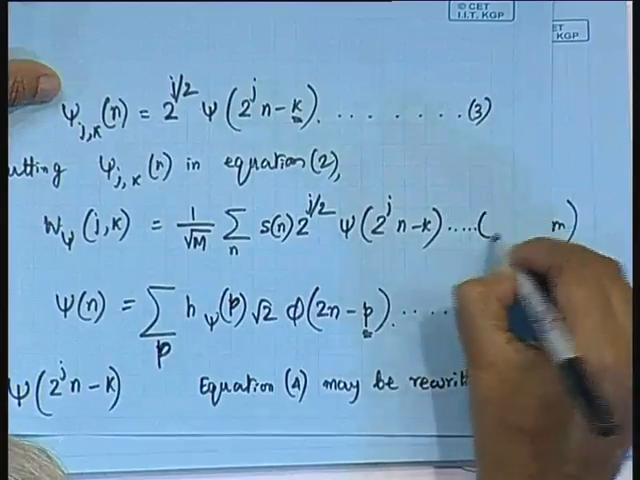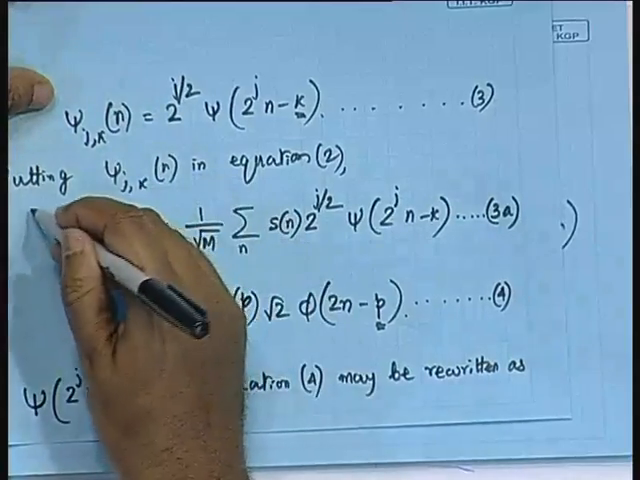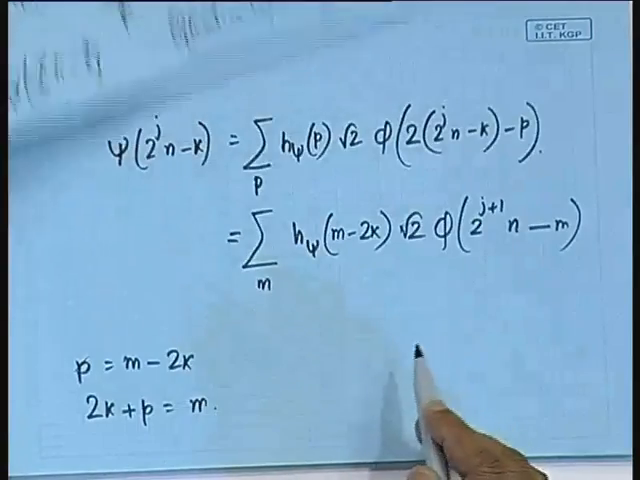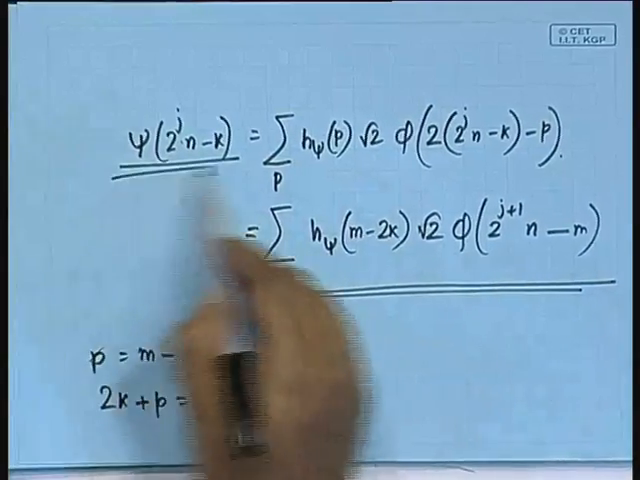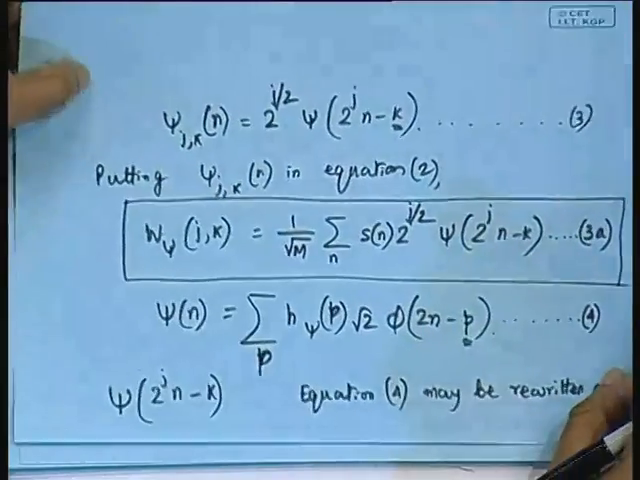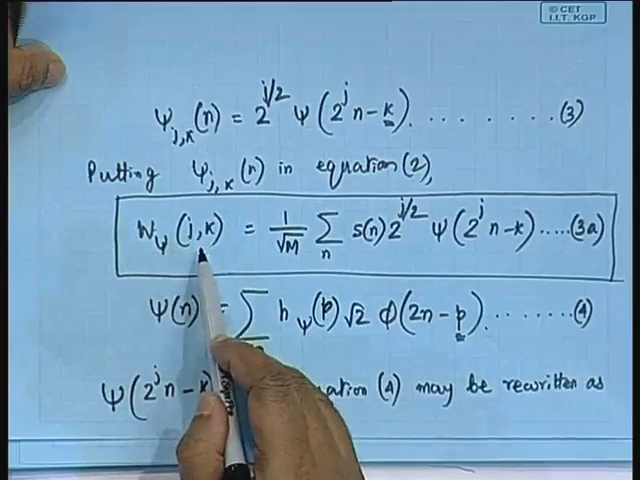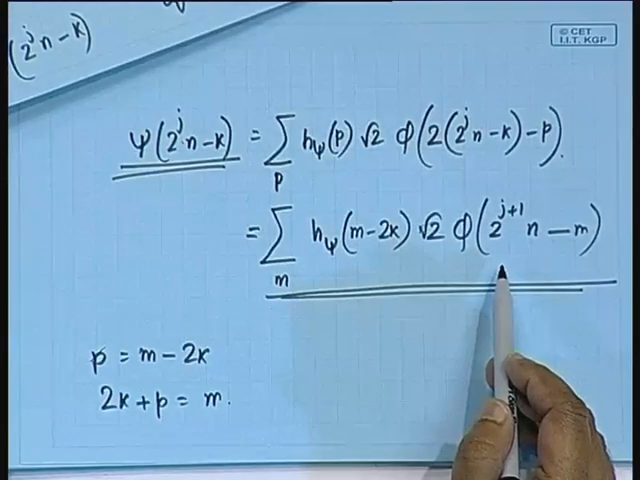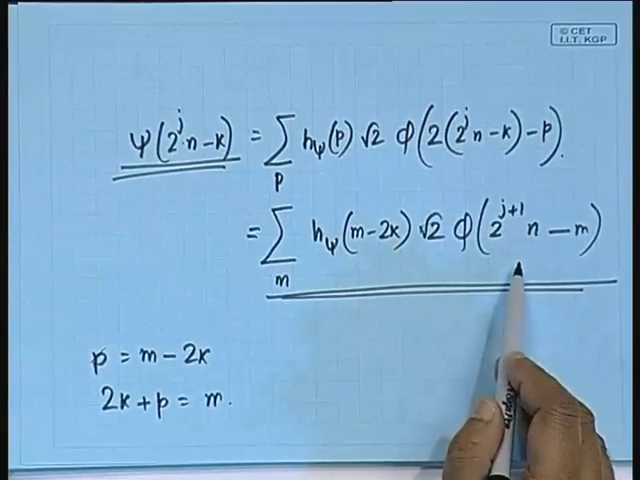Okay, so let us call this 3a. Now, in this equation 3a, whatever value of psi 2 to the power j n minus k I have got over here, I will substitute in equation number 3a in order to express W psi j k in terms of these phi's. So, the wavelet coefficients I am expressing in terms of the different versions of the scaling functions.